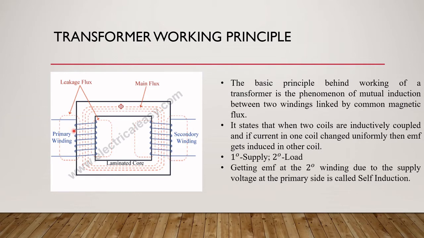So actually, how are we deciding the primary winding and secondary winding? So wherever we are connecting the supply, that winding is called the primary winding. So wherever we are connecting the load, that winding is called the secondary winding. So getting the EMF at the secondary winding due to the supply voltage at the primary side is called self-induction. So the transformer actually works based on the principle of self-induction.